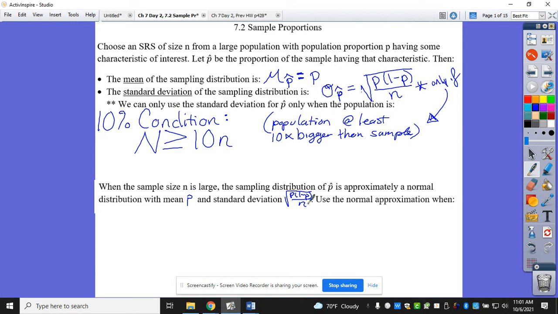What does it mean to be large? We talked about this during the last chapter, but I told you you don't need to know it at that point. If our n times p and our n times 1 minus p are both greater than or equal to 10, then we can use a normal approximation.